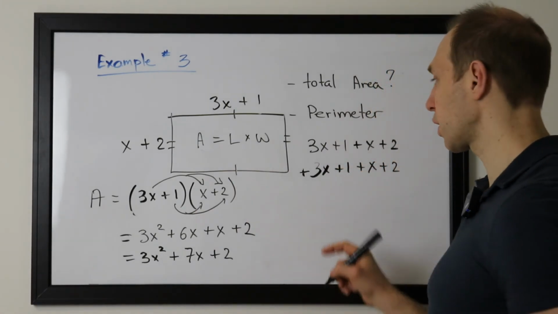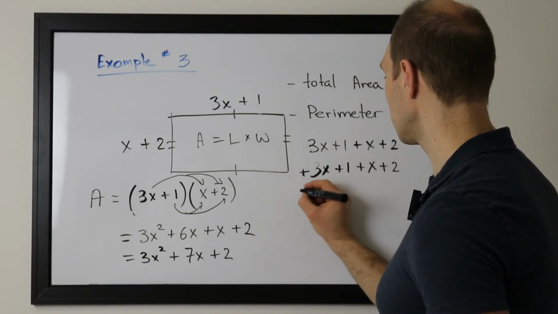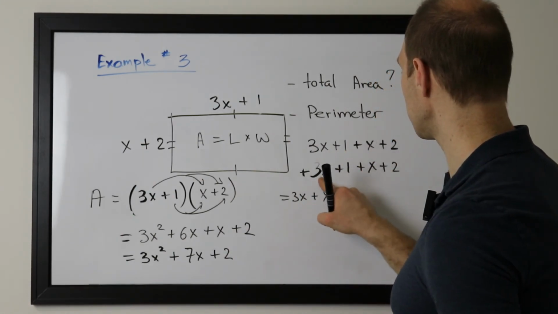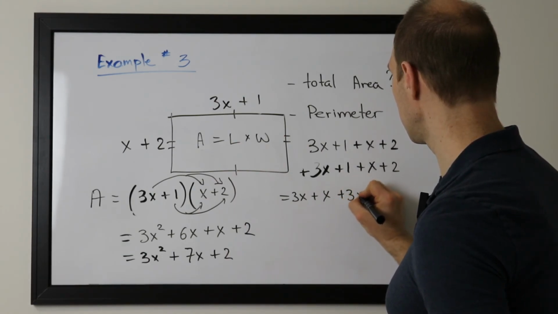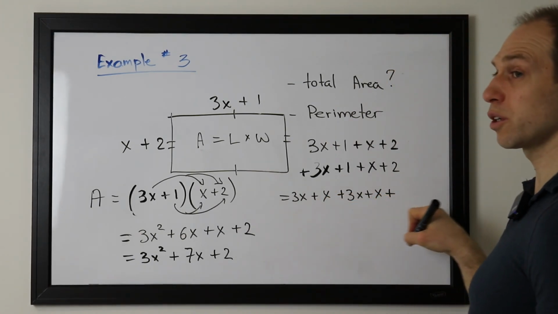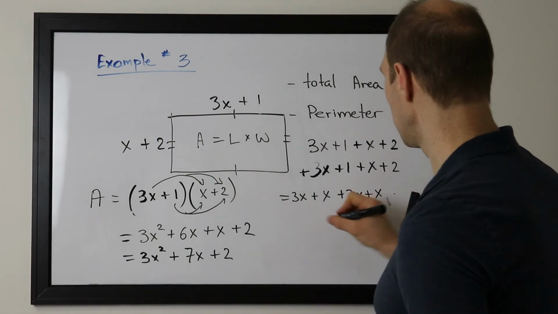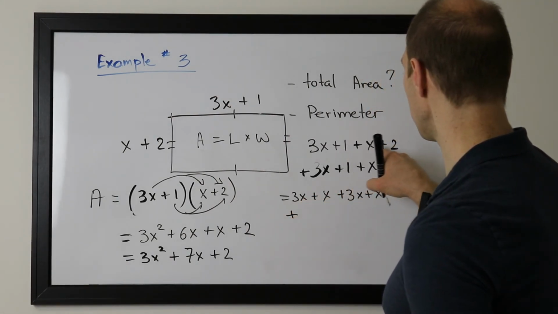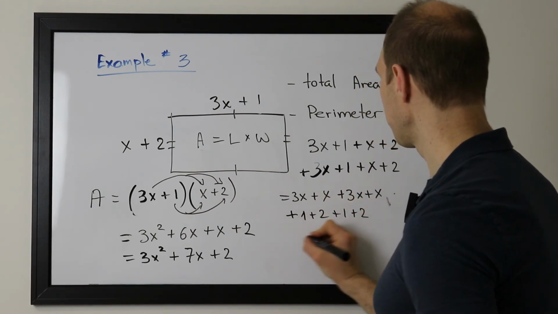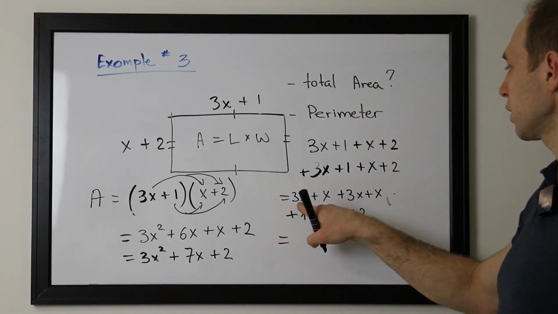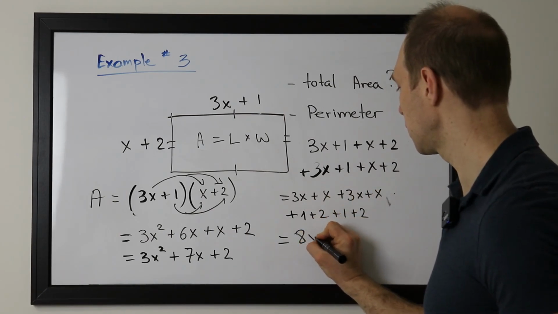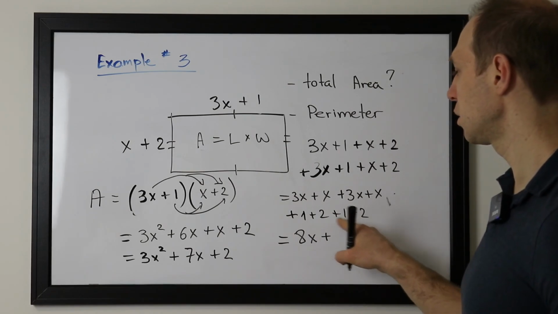Let's combine all like terms together. So we're going to put all x's side by side. I'm going to say 3x plus x plus 3x plus x. Okay, plus our numbers. I'm running out of space, so I'm going to do it over here. So plus 1 plus 2 plus 1 plus 2. Okay, and when you add up all the x's together, you're going to get 8x plus, that gives us 6.